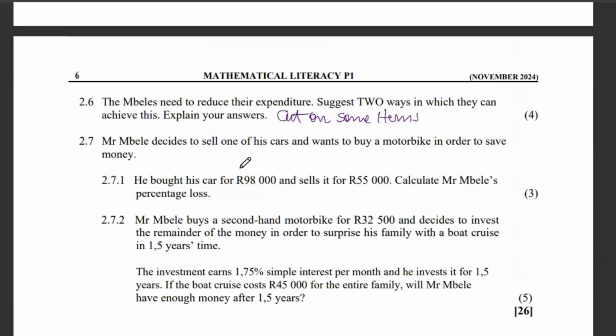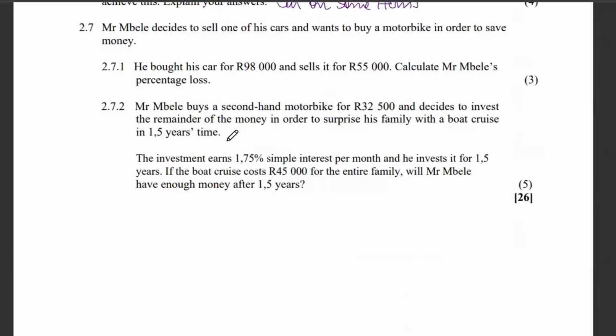At 2.7, Mr. Mbele decides to sell one of his cars and wants to buy a motorbike in order to save money. He bought his car for 98,000 and sells it for 55. Calculate the percentage loss. So it's 55 minus 98, divided by 98,000, times 100.